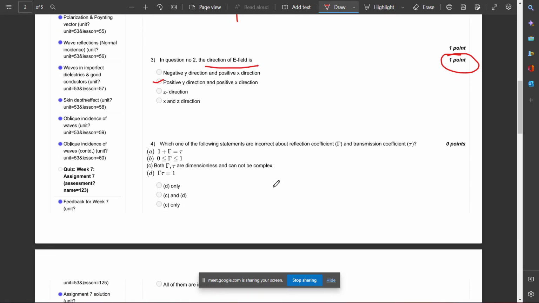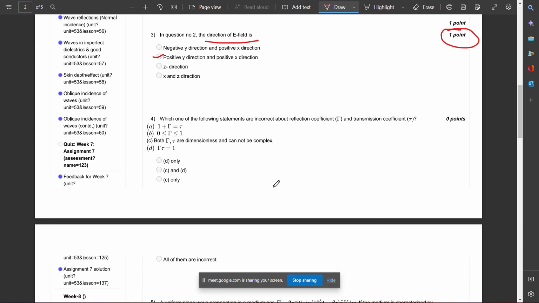Okay, let's go ahead then. Which of the following statements are incorrect about reflection coefficient gamma and transmission coefficient tau? So four different kinds of statements are given to us, and it's asked about the reflection coefficient and the relation between reflection coefficient and transmission coefficient. So can someone tell me how to solve this question? I'm not asking for the answer, you tell me how to solve this question.